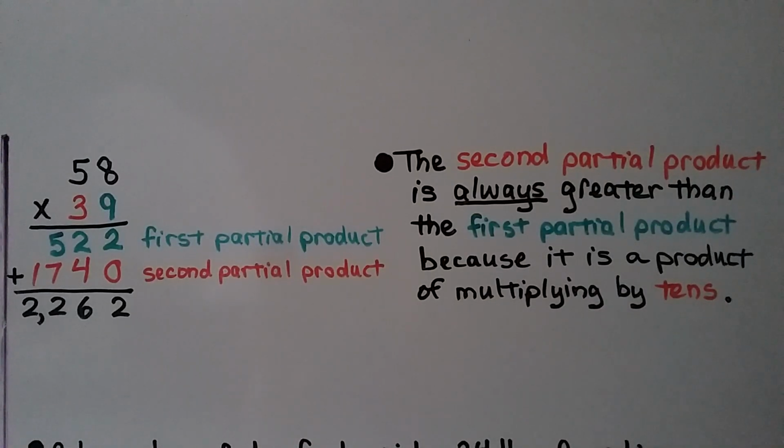Here we're multiplying 58 times 39. Our first partial product is 522. Our second partial product is 1,740. And the second partial product is always greater than the first partial product because it is a product of multiplying by tens.